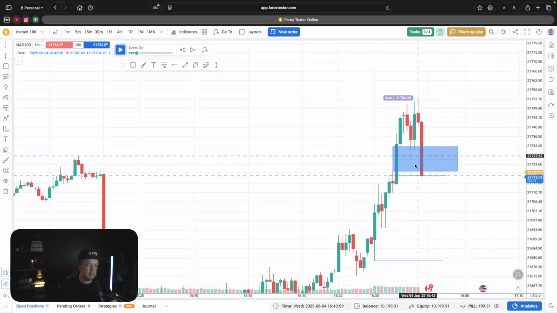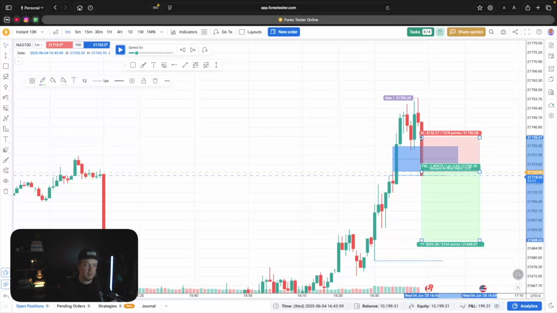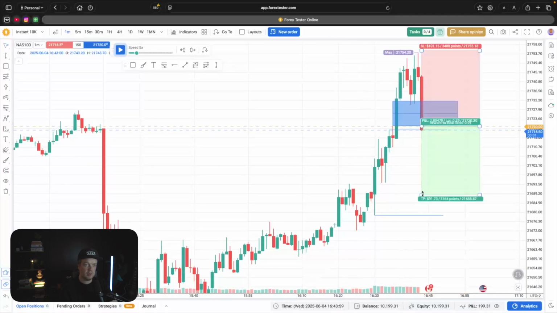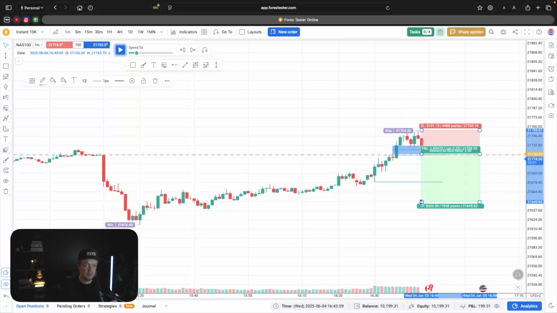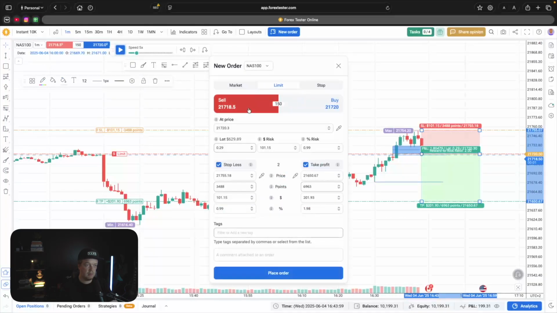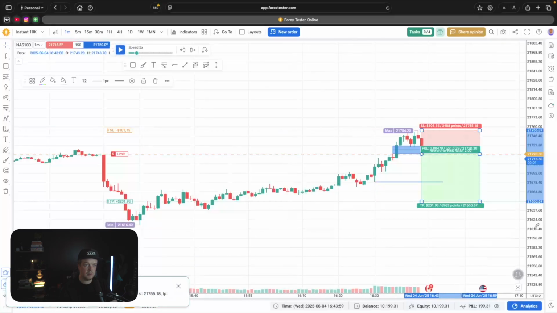So as you can see, price broke through it. So we can actually put a limit order right over there. We want price to enter right over there. Stops above this high. And we're going to target a fixed 1 to 2 risk to reward trade. Let's put a sell limit, risk 1%, place order.